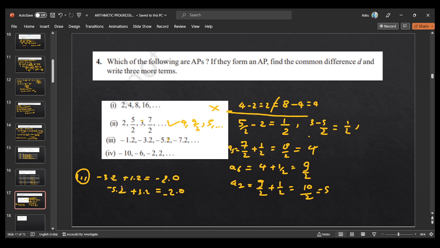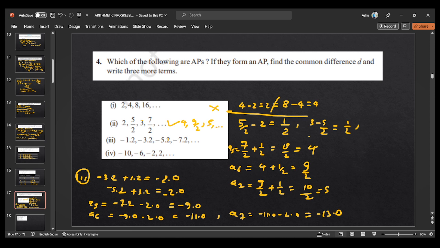What will be the next term? a5 will be minus 7.2 minus 2.0, which is minus 9.2, and a6 will be minus 9.2 minus 2.0, then it will be minus 11.2, and a7 will be minus 11.2 minus 2.0. This will give minus 13.2. Clear?